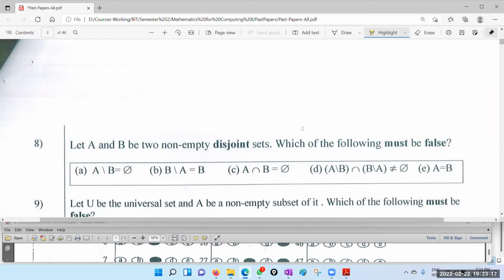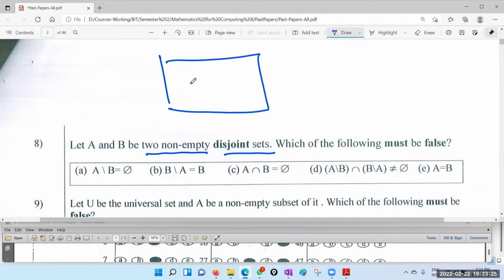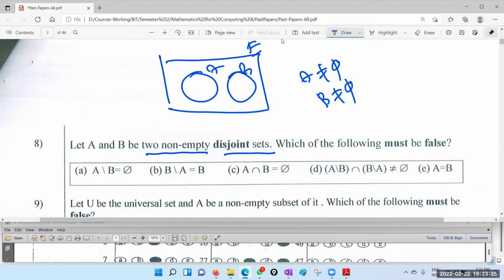And again two non-empty disjoint sets. So that means they are disjoint. And also A is not equal to 5, B is not equal to 5. This is my universal set. Two non-empty disjoint sets. Which of the following must be false? What is the true false?